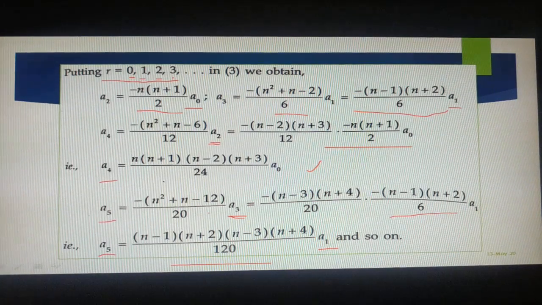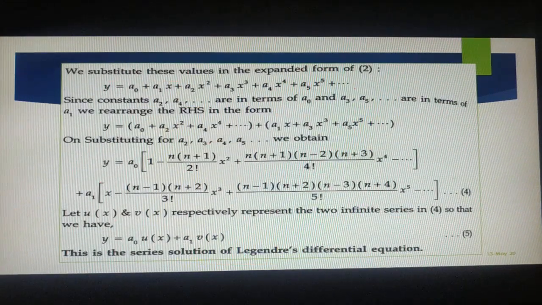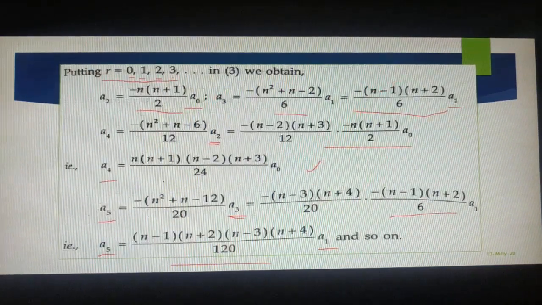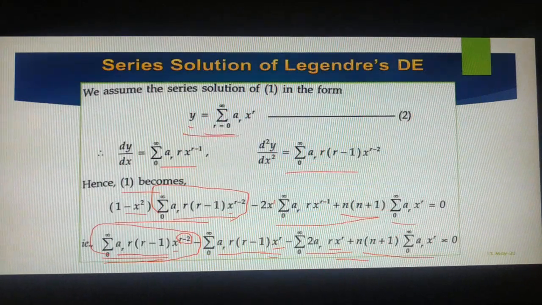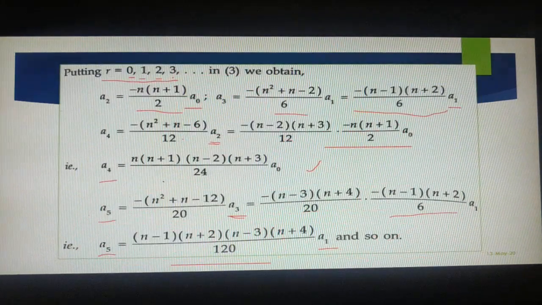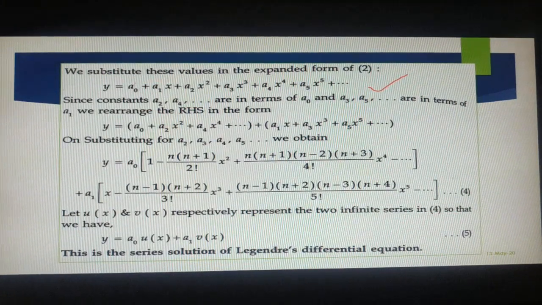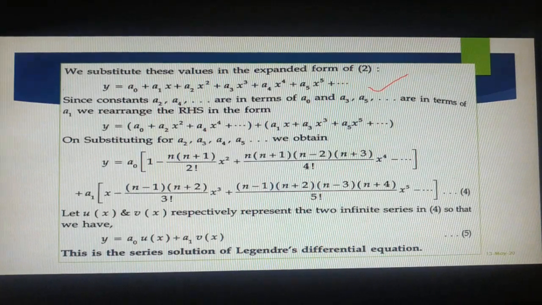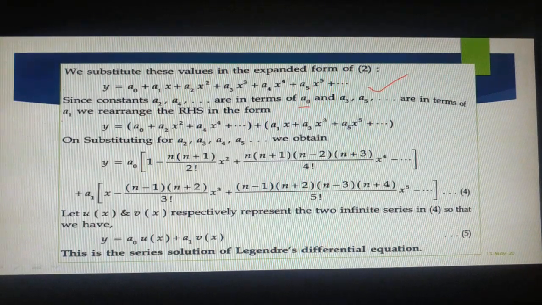So once we got all in terms of either a0 or a1, again we are going and substituting in our assumed solution. What is your assumed solution? Have you remembered? It's simply a polynomial, that we can call a power series. In the beginning I represented it in summation symbol form. Now I am expanding that. So that is a0 plus a1x plus a2x square and so on. As you know, a2, a4 all are written in terms of a0. a3, a5, a7 all are written in terms of a1.